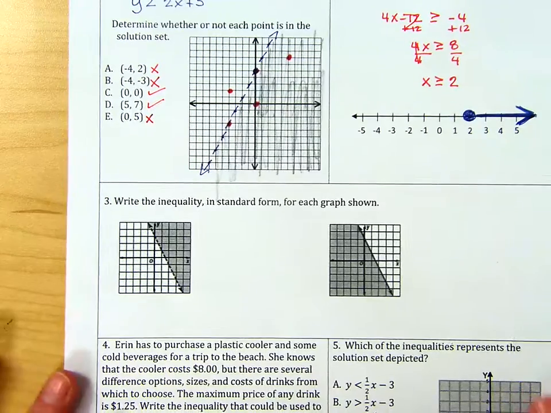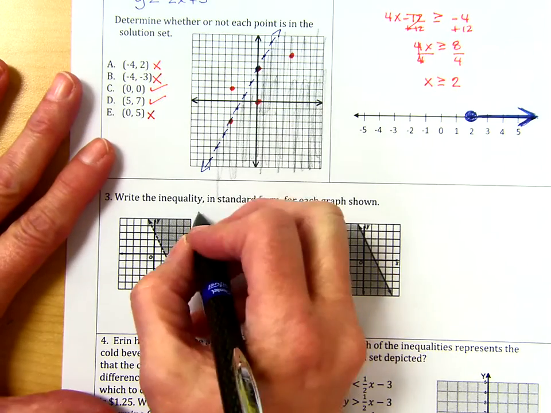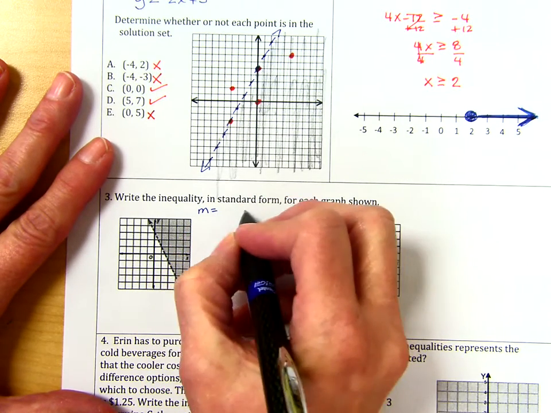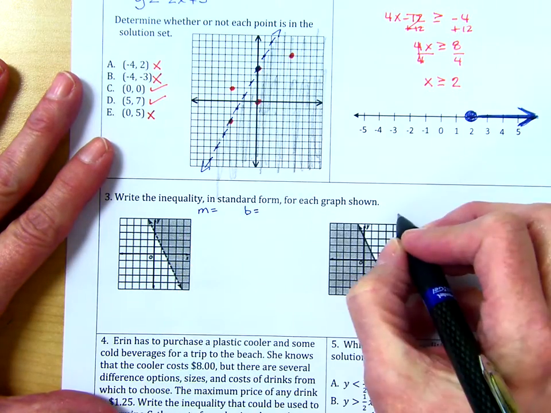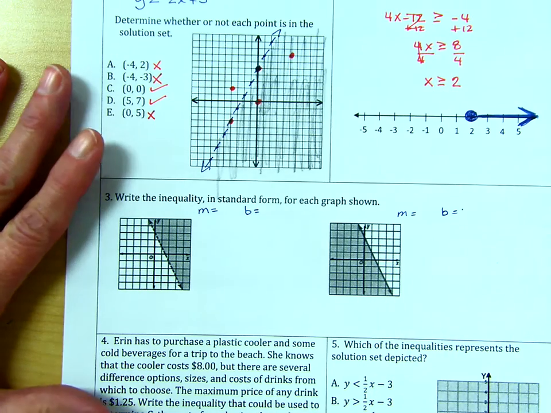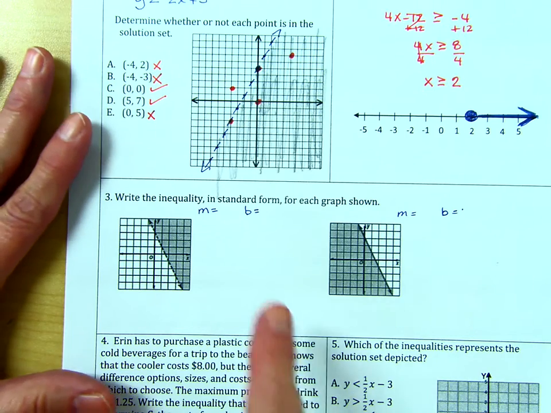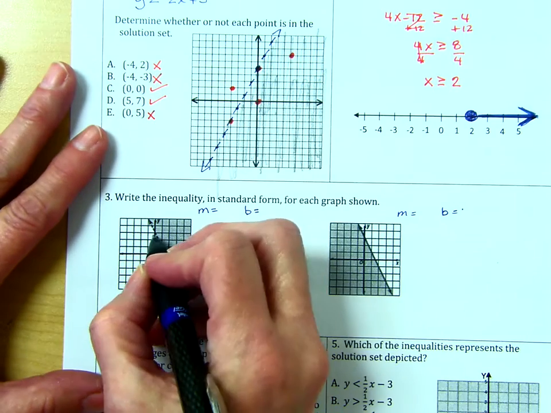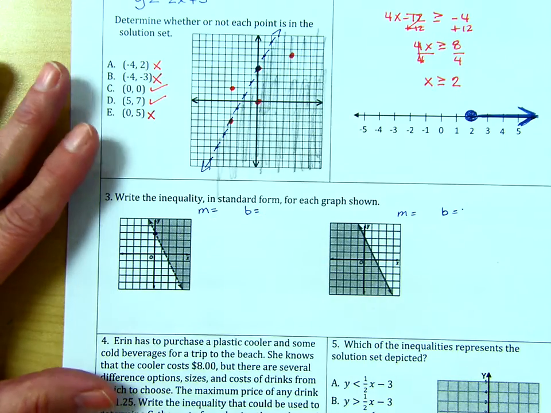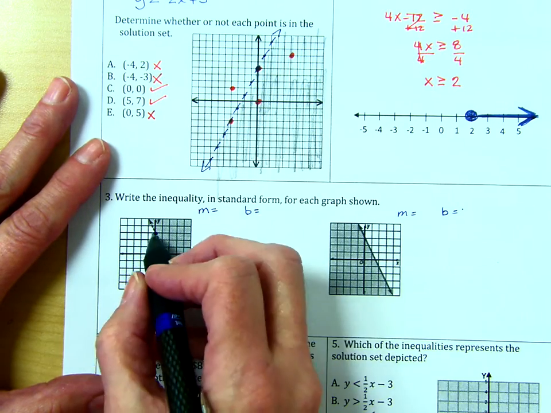Okay, for problem number 3, we need to write the inequality in standard form for each graph shown. So what I'm going to do is identify my slope and my y-intercept for both of these. Write the equation in slope-intercept form and then transform it into standard form. So here's my y-intercept.